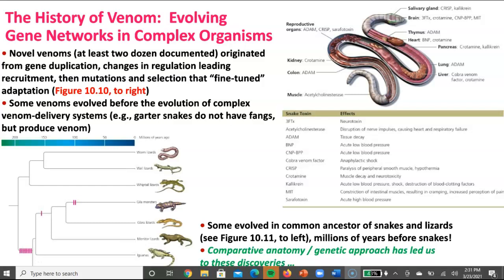And so it's through this comparative anatomy and genetic approach that we have come to discover that venom, in fact, is not just found in certain snakes that we've traditionally considered venomous, but venom is also found in other snakes that have been considered non-venomous, and venom originated even farther back in the common ancestor of snakes and many lineages of lizards.